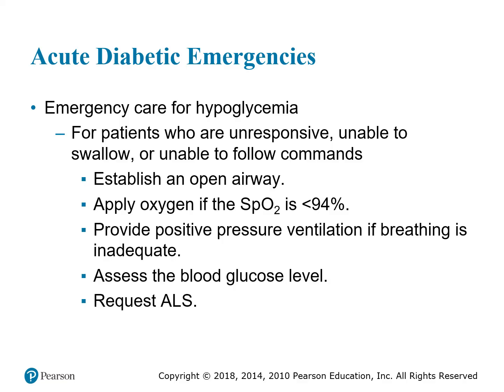When you are providing emergency care for these hypoglycemic patients, they are typically unresponsive or unable to follow commands, so they may not be able to protect their own airway. Therefore, we want to establish an open airway. If we have to provide positive pressure ventilations, go ahead and do so. Otherwise, again, we're just trying to keep oxygen above 94%. We want to check their blood glucose level, and then we may want to request ALS.